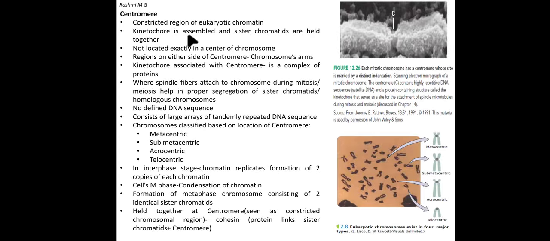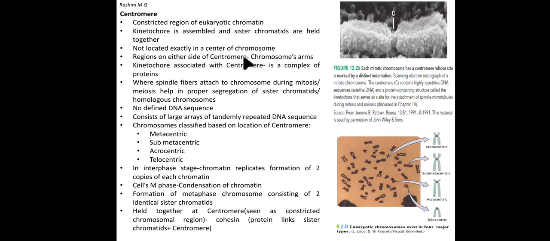So it is having a kinetochore and the sister chromatids are held together. So these are sister chromatids, 1, 2, 3, 4 arms, known as sister chromatids. It is not located exactly in the center. Based on the position of that centromere, the chromosomes are divided into 4 types: metacentric, submetacentric, acrocentric and telocentric.